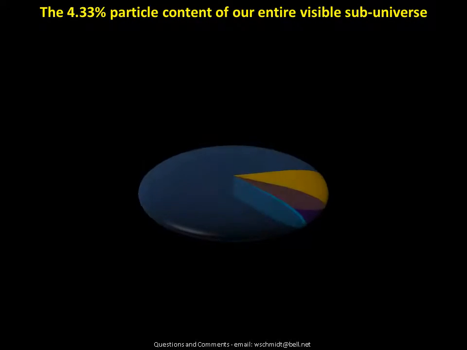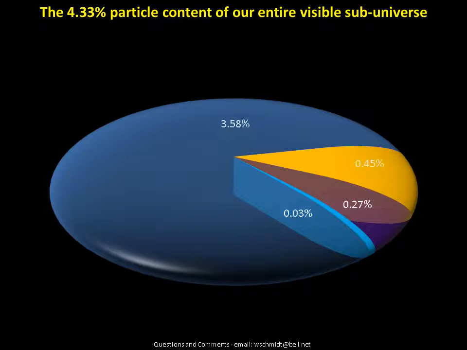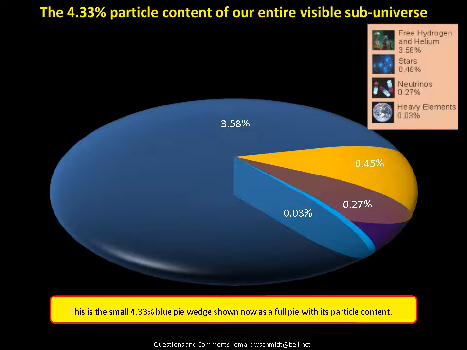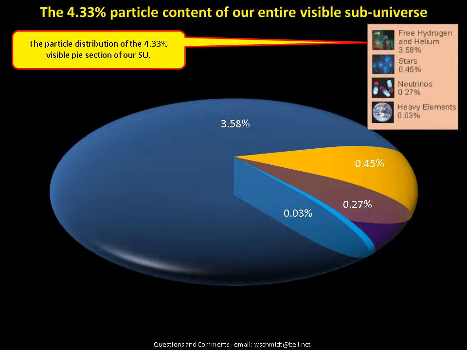The 4.33% particle content of our entire visible subuniverse. This is the small 4.33% blue pie wedge shown now as a full pie with its particle content. Here is a breakdown of the particle distribution of the 4.33% visible pie section of our subuniverse. Free hydrogen and helium 3.58%. Stars 0.45%. Neutrinos 0.27%. Heavy elements 0.03%.